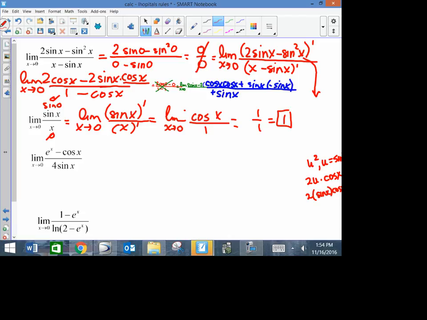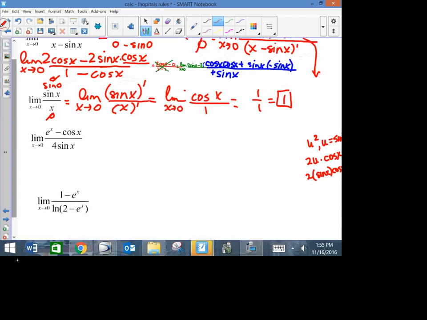And Emma, do you remember it? All right, so let's plug in and see what we got here. e to the 0 is what? 1. Minus cosine 0 is? That's 0. For sine of x, sine 0, there's your 0 over 0. So we know we can use L'Hospital's then.